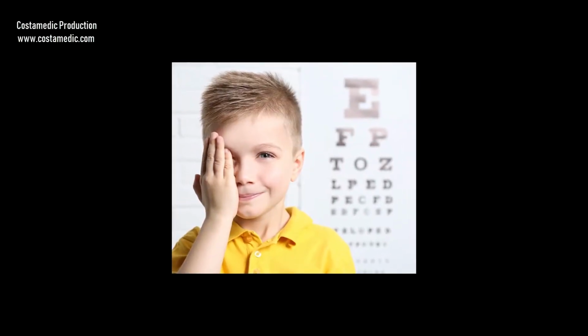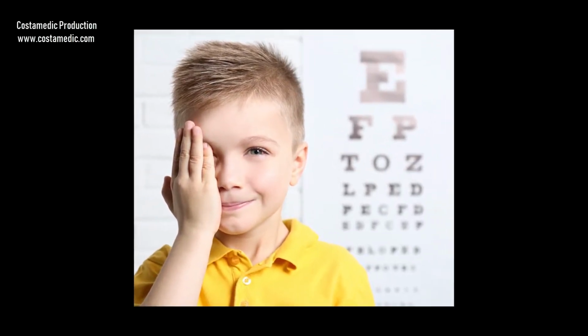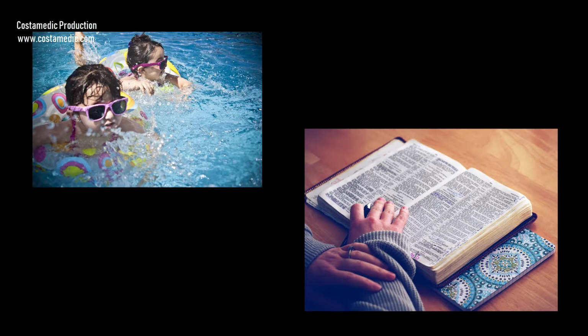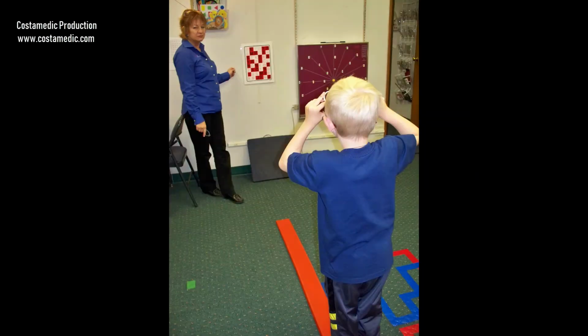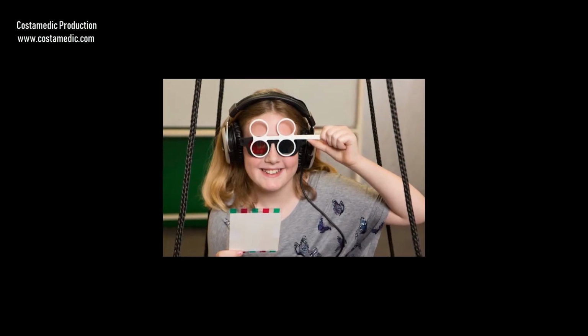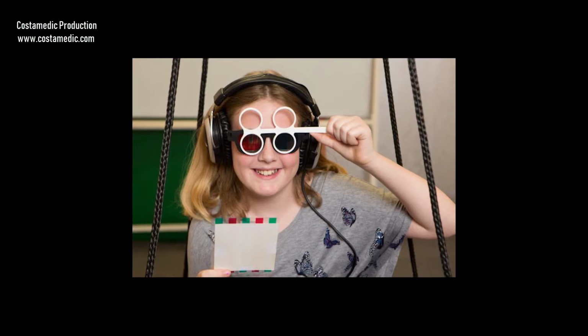Amblyopia affects the efficiency of the visual system as the patient loses their binocularity. Patients with amblyopia have reduced depth perception. It impacts one's reading and learning, sports abilities, and navigating through one's surroundings. Treatment options include a combination of eyeglasses, drops, vision therapy, and/or eye patching. During vision therapy, the patients learn to use their two eyes together as a team.